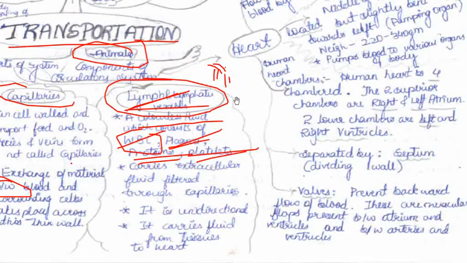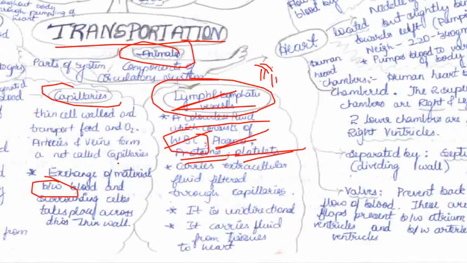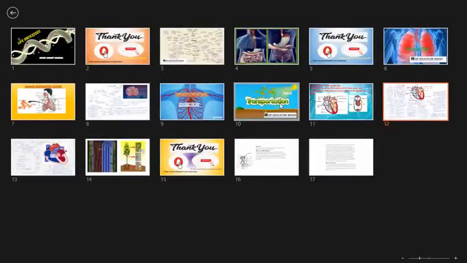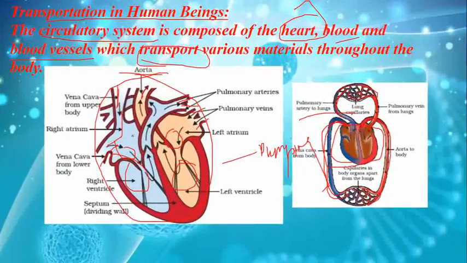I have shown you the structure of the heart. This heart is divided by the septum, also called the dividing wall. As I have shown you in the structure, you can observe here, this part is called the septum, the dividing wall. It divides the right and left parts of the heart, so this does not allow mixing of the blood.